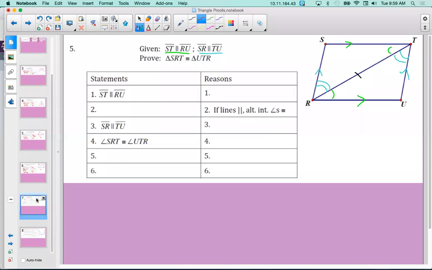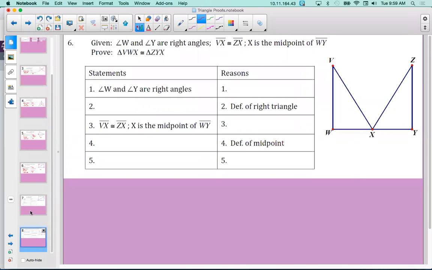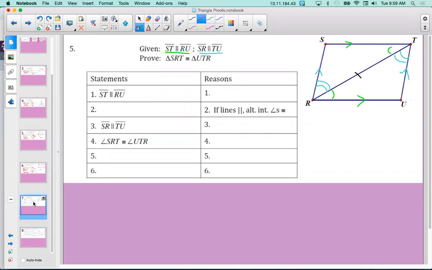Right. Okay, these last two, I definitely want to go over because they involve some other facts that you are going to see. This one, all we're given is the fact that we have two pairs of parallel sides. It says ST is parallel to RU, SR is parallel to TU. Now, we've already marked the things that we can get from this.